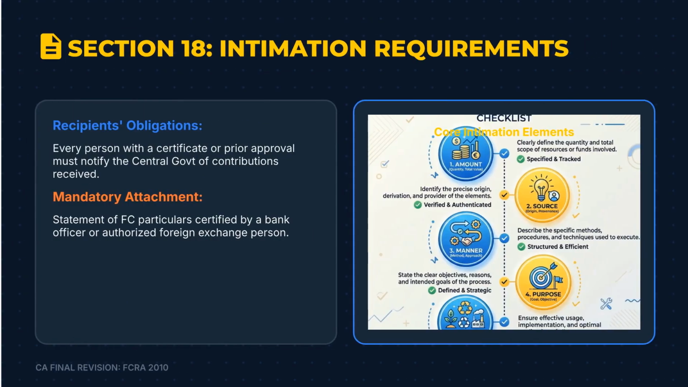Every person holding registration or prior approval has a statutory duty to inform the central government about foreign contributions received. The intimation must disclose the amount received, source of receipt, manner of receipt, purpose of utilization, and manner in which the funds were utilized. To ensure authenticity, the intimation must also be accompanied by a statement of foreign contribution particulars certified by a bank officer or an authorized foreign exchange person. These disclosures create a transparent trail that allows authorities to monitor how foreign contributions are being received and used.